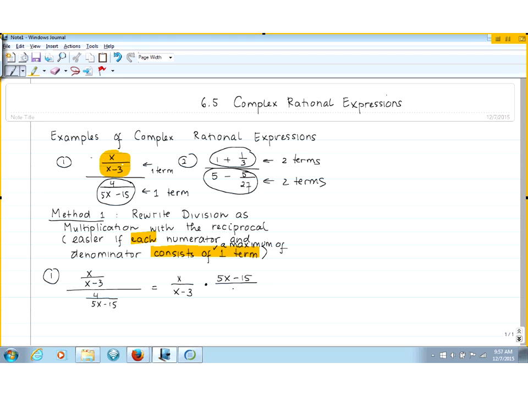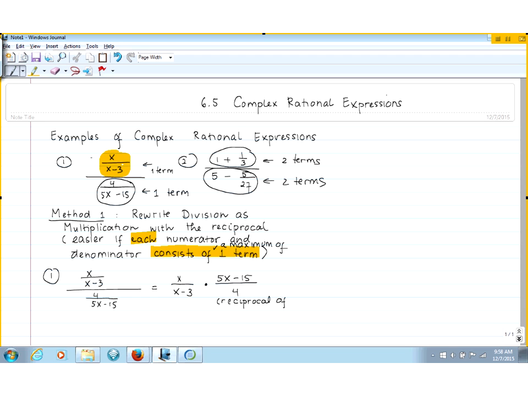Yes, 5x minus 15 divided by 4. So is it easy now? Yes, it is. It just looks scary, it just looks complex, but it's actually not. This is one term and one term, so use method 1. Okay? Now, let's do this.